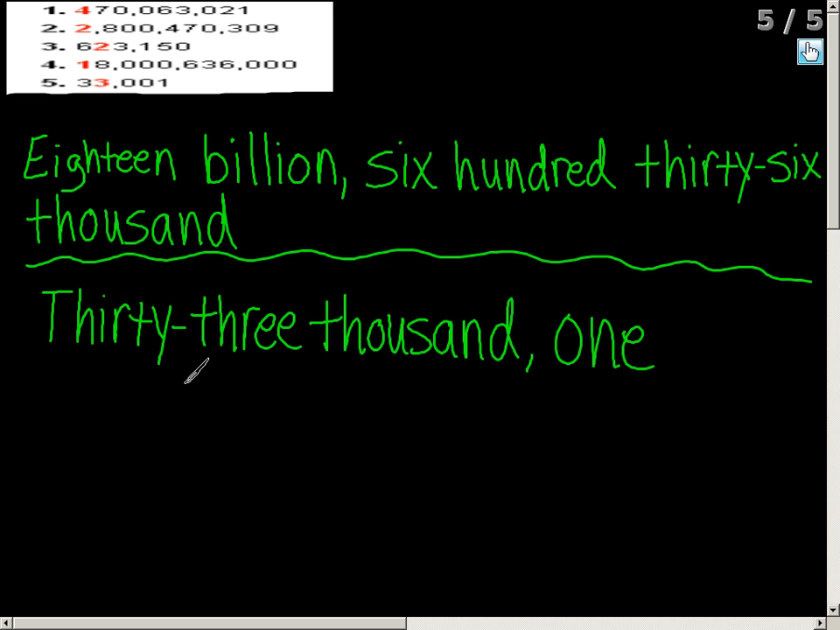Okay, now here are the two answers for numbers 4 and 5. Number 4, 18,636,000. So it's important, once again, that whenever you see your place value and there's a comma there, that you give it a last name, 18,636,000. And finally, number 5, 33,001 is the answer for number 5. So that is how you take numbers that are in standard form and write them into word form.